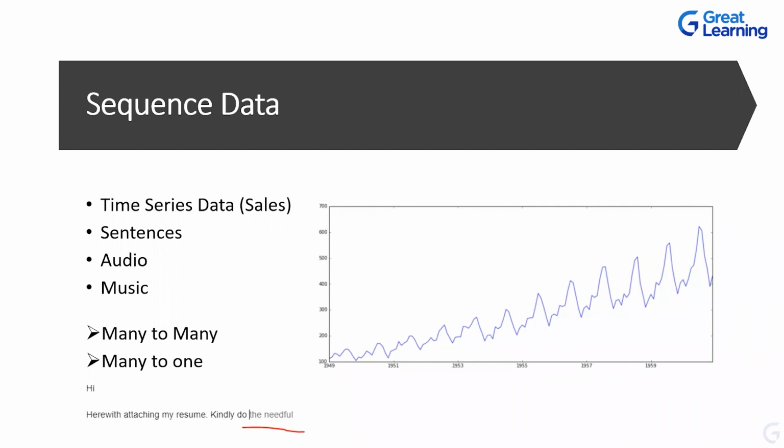So when the sequence is there, the dependence is there, right? If the stock has gone up yesterday and today, the chances of it going up will be there, but it will not be higher, right? That is the nature of the stock market. Stocks cannot keep going up every day, right? So that is sequence data.